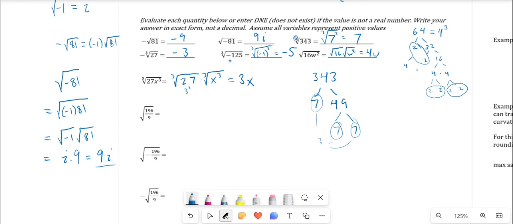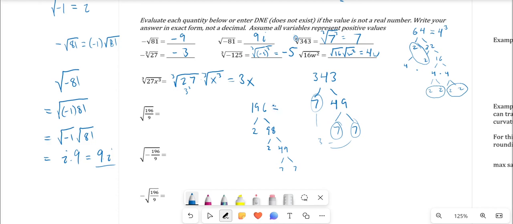To do the rest of these, I'm going to want to know a little bit more about 196. 196 is even, so I can pull a 2 out of that. And that gives me 98. 98 is also even, so I can pull a 2 out of that. And that's going to give me 49. 49 is 7 and 7.